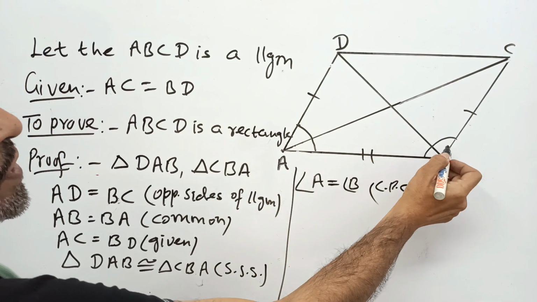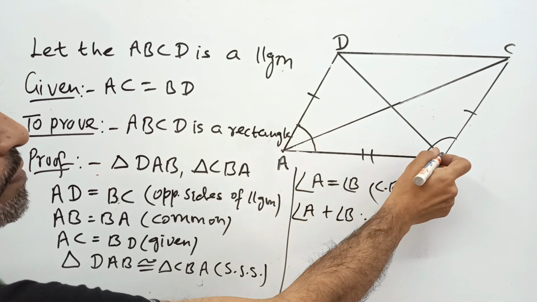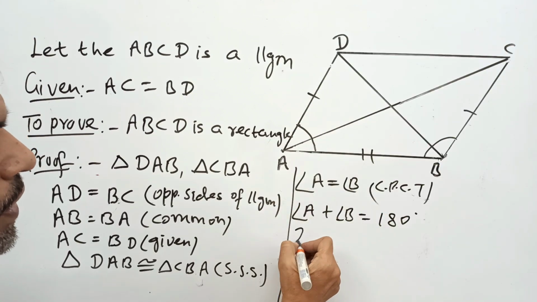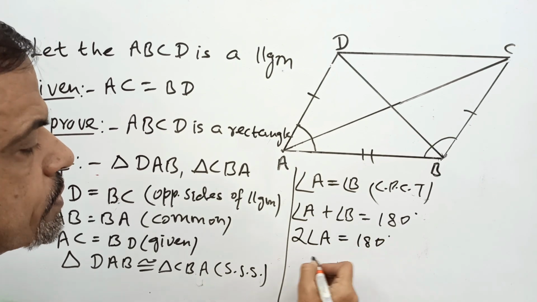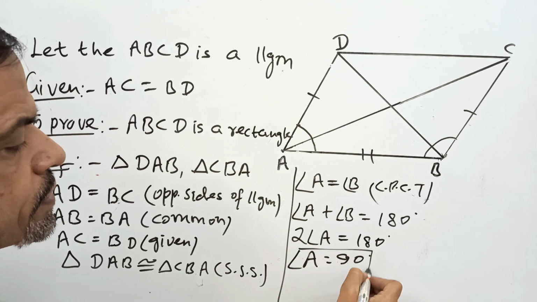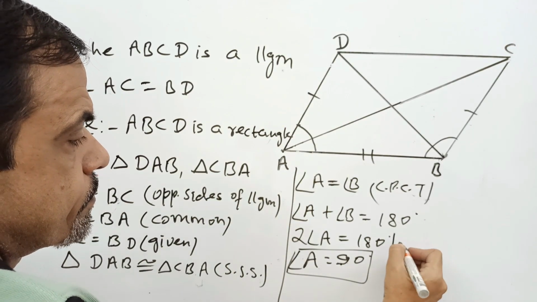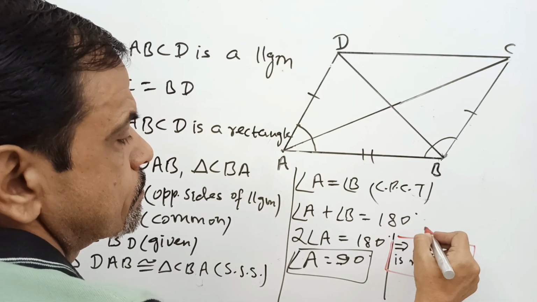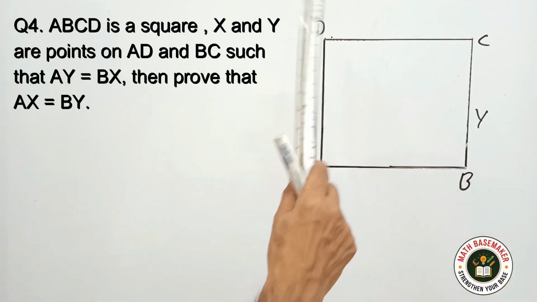And also the sum of these angles is 180, which is a property of a parallelogram. These are equal, so we can write that twice either angle is equal to 180. So angle A equals 90 degrees. So this is a sufficient condition. In a parallelogram, if one angle is 90 degrees, then it is a rectangle. And it's proved.